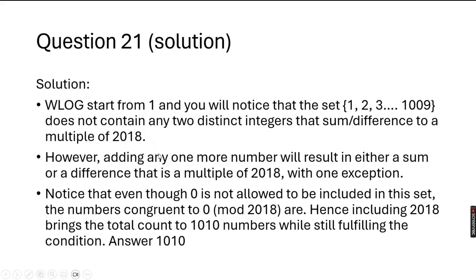However, any one more number will result in a sum or a difference that is a multiple of 2018, but there is one exception to that. Notice that even 0 is not allowed since only positive integers are allowed. The numbers that are congruent to 0 mod 2018 are fine, hence including 2018 brings the total count to 1010 numbers, while still fulfilling the condition. Therefore, the answer is 1010 numbers.